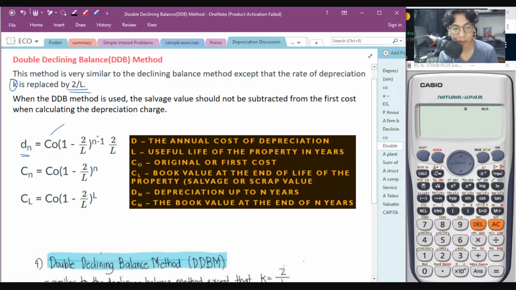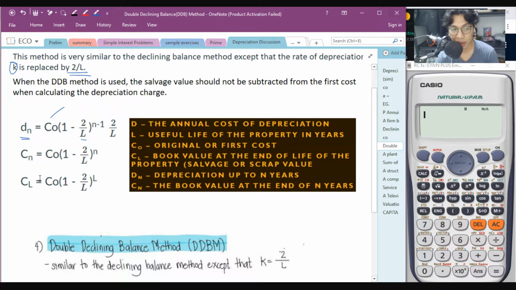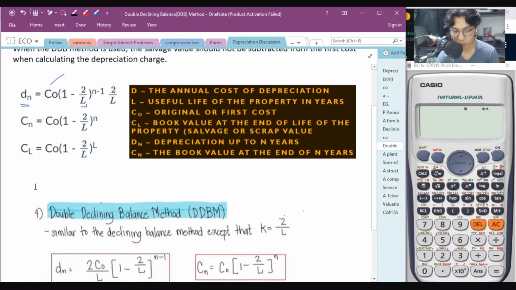Okay? Yung L is the useful life, N is the number of the year na nag-depreciate siya. CN is the book value at the end of N years. Yung DN ulit is the depreciation nung total, okay, up to N years na mineasure siya. And CL is the book value. Okay? CL is the book value at the end of the life or the salvage value.